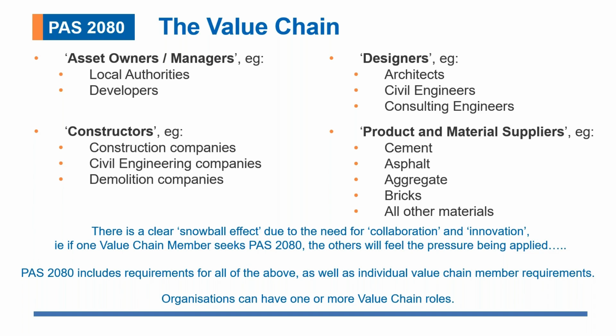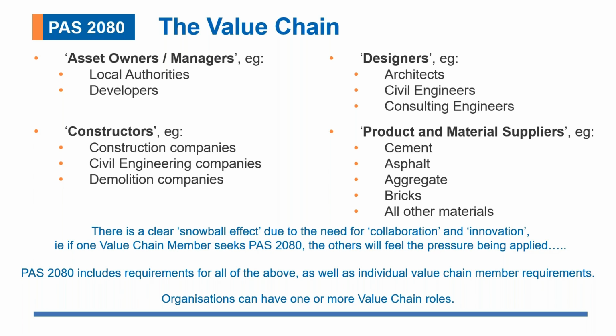Because of the really strong focus that it has on collaboration and innovation, there's, I call it, a snowball effect. So if one member of the value chain, for example, a constructor, seeks PAS 2080, then the other members in that value chain will begin to feel some pressure being applied to do the same. And that's because of the very strong focus on collaboration and engagement with other members of the value chain. So it really creates this snowball effect in terms of the number of companies that are seeking PAS 2080 currently.